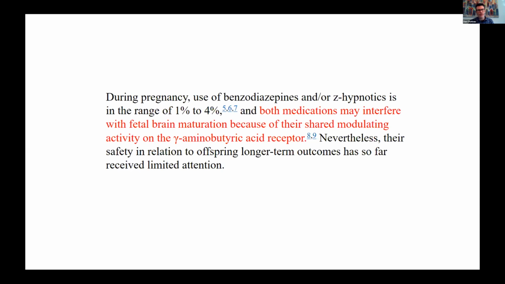So it looks like benzodiazepines and Z hypnotics. I say Z. If you're American, you say Z. I'm not sure what everybody else says. Hopefully it's Z. So Z hypnotics, both medications may interfere with fetal development. And so there is some reason to believe that they could have an impact on neurodevelopment. And as they point out here, there's been very little research looking into this. And of course, part of the reason is because nobody is doing randomized controlled trials on exposing pregnant women to various different drugs. So it's pretty much all up to observational studies.